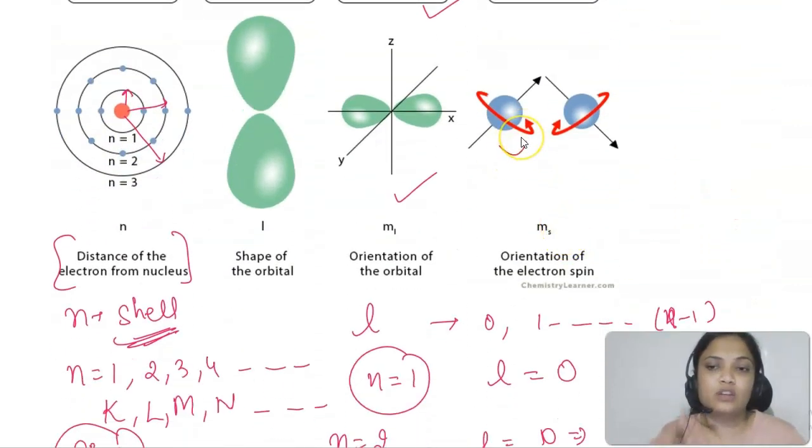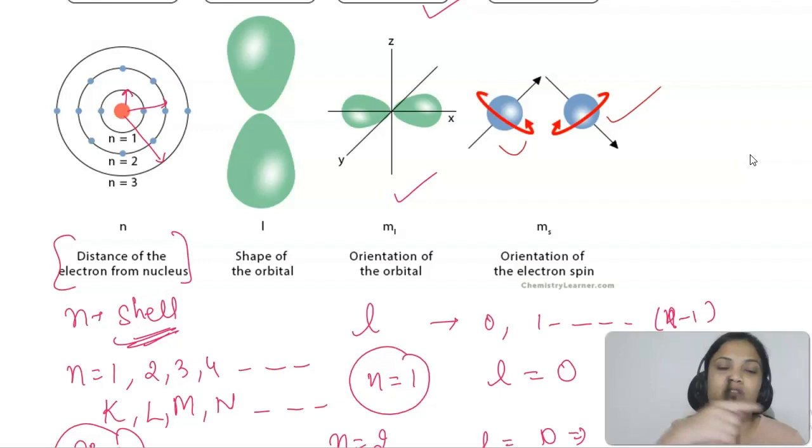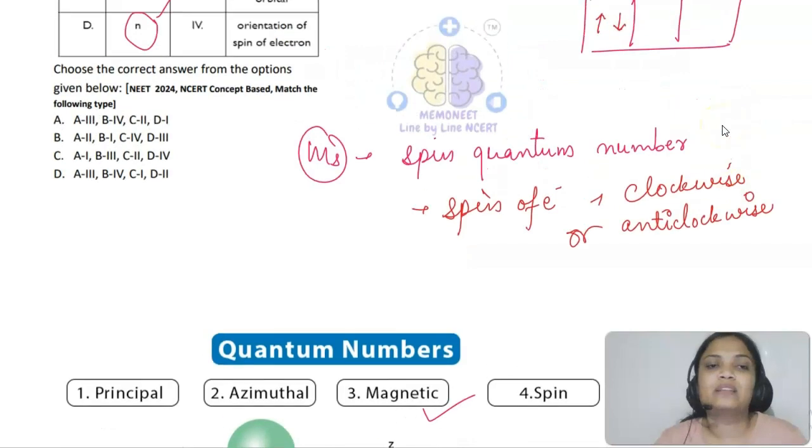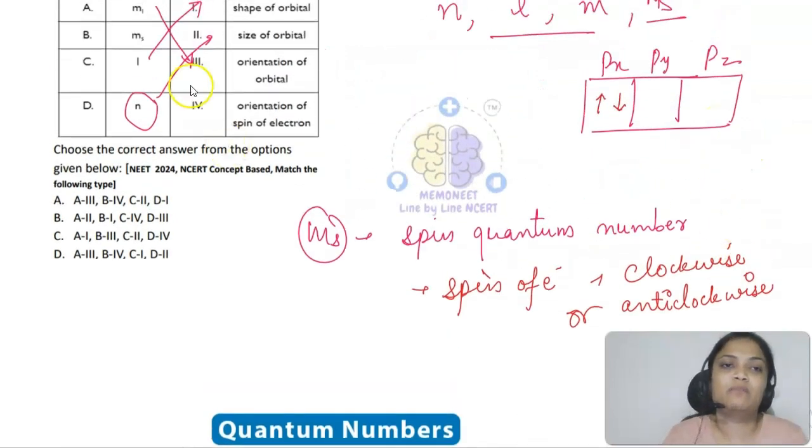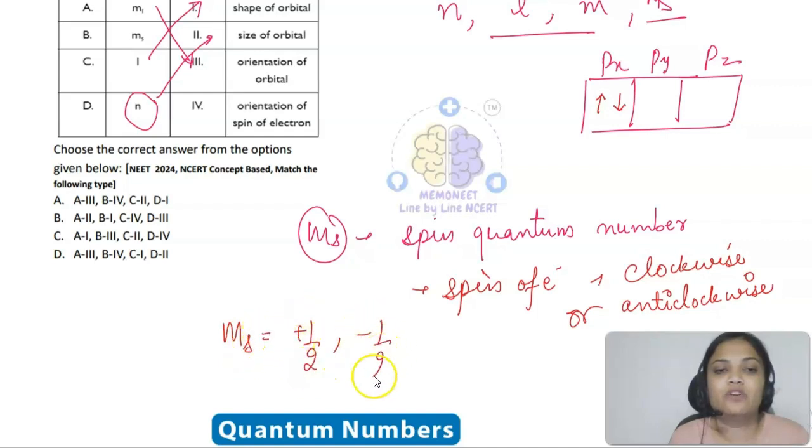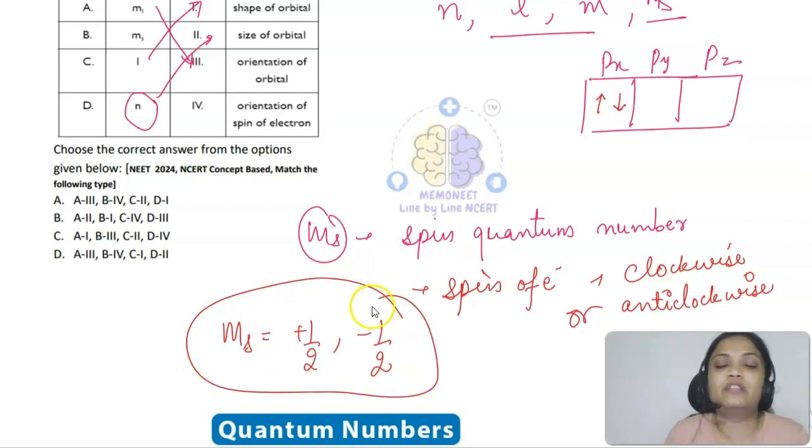Let's say the electron is revolving clockwise or it is revolving anti-clockwise. Just like the earth revolves around the sun, but it also revolves on its own axis. In the same way, electrons also revolve around the nucleus, but they are revolving around their own axis as well. So that is determined by the spin quantum number ms. For ms there are always 2 values, +½ for clockwise spin and -½ for anti-clockwise. So there can only be 2 values for the spin quantum number.